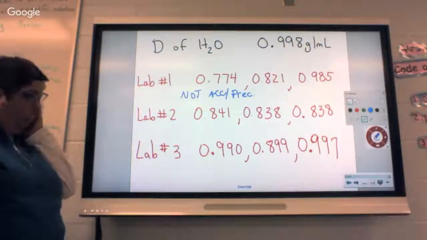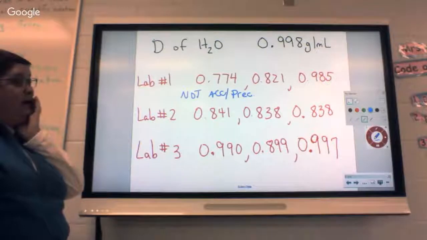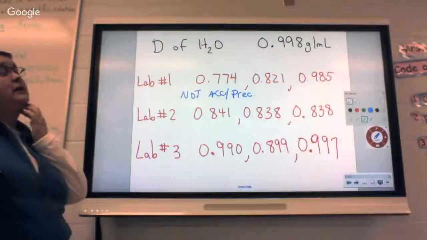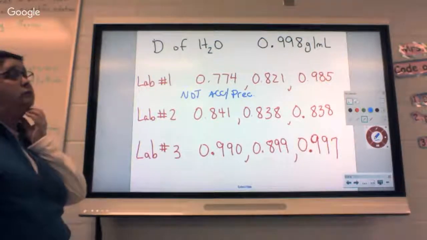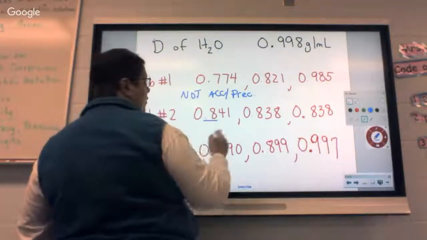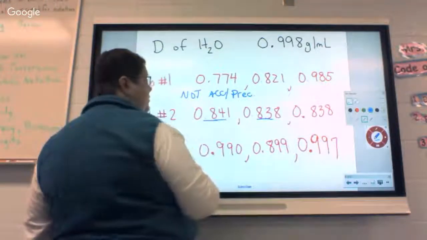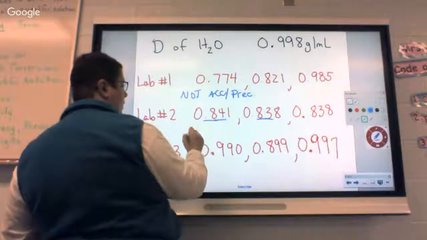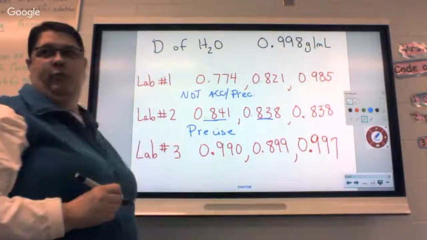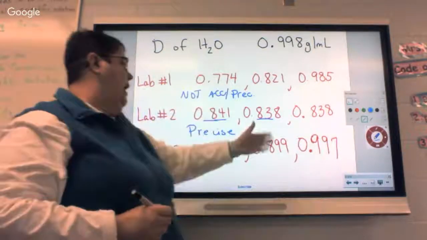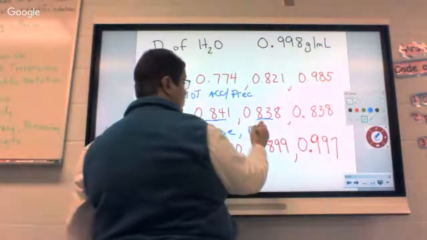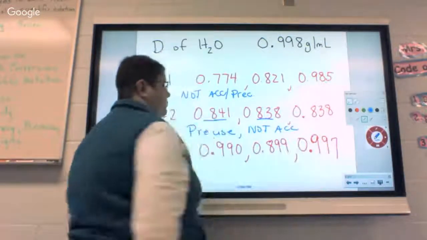They're not accurate. What is the correct answer? Correct answer is 0.998, and they got roughly 0.8. Now, you see how this one says 0.84? This one says 0.83. They're precise. They don't have to be exact. If you're only off in that second decimal place, I would be pretty doggone excited in here. Those are 0.8, 0.8, and 0.8. Those are precise. They are not accurate, though.